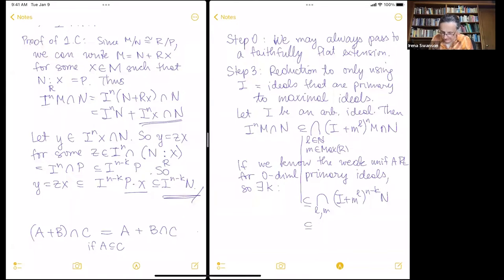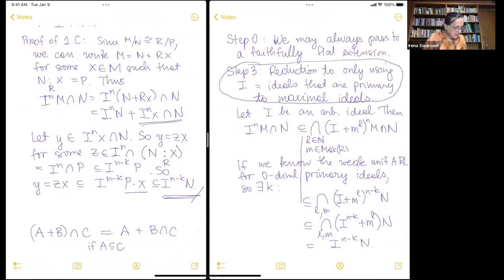But then we can be generous. This again, this power here is contained in I to the N minus K plus M to the L. We're very generous, but it's okay. Because now when we vary over all maximal ideals M and all exponents L, this is just I to the N minus K N. All right, so at least we have only M primary maximal ideals. So we accomplished this part here. Any questions about this?